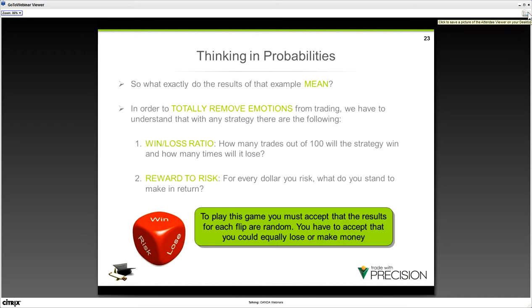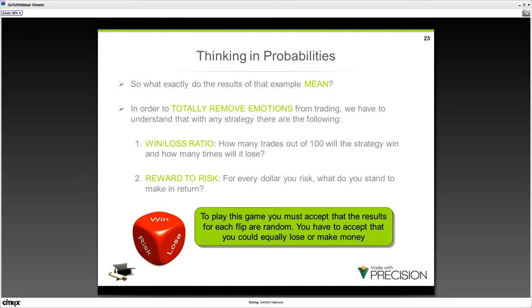So let's talk about the results of that example and what they mean to us as traders. In order to completely remove emotions from our trading, we need to understand a couple of things about any trade strategy. First, the win-loss ratio. We're talking here about how many trades out of 100 the strategy will win and how many times it will lose. And when we're thinking about this concept, we need to understand the random rule of 50-50.